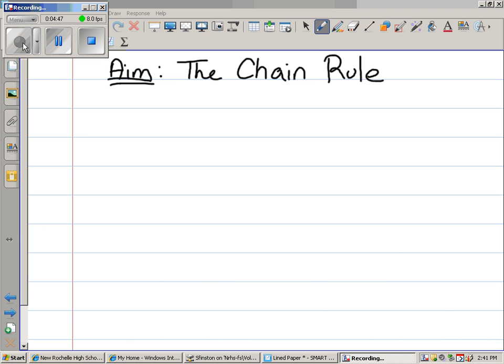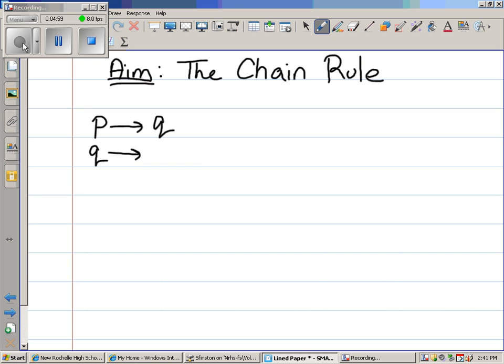All right. The second law we're going to learn today is called the chain rule. Let me give you a picture of what the chain rule looks like. Suppose you have P then Q, and in the second premise, you've got Q then R. Obviously, what can you conclude?